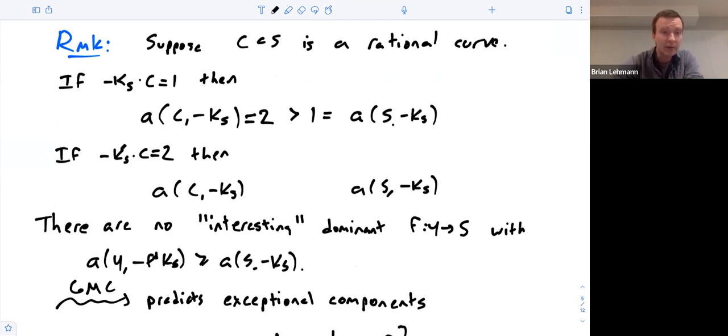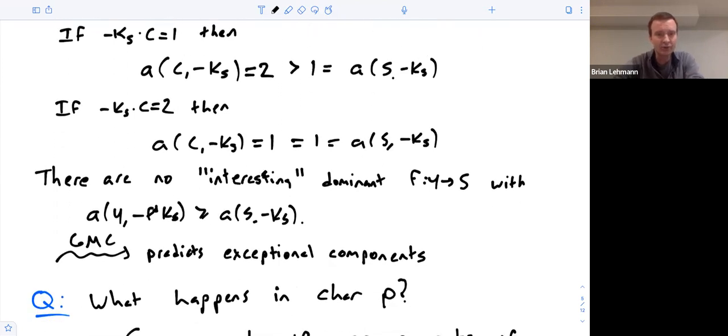And similarly, if -K_S · C is equal to 2, then the Fujita invariant of C is equal to 1, which is equal to the a-invariant of S. And finally, one can show that there are no interesting maps with larger a-invariant aside from these two examples. These are somehow an exhaustive list of the interesting features of the Fujita invariant for the del Pezzo surface.